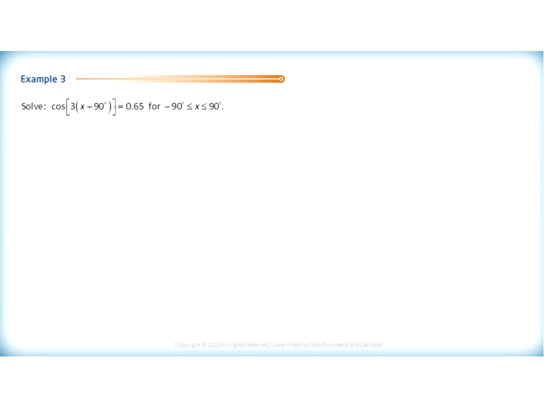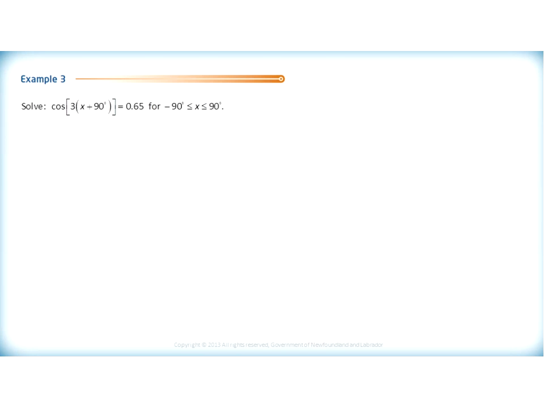In example 3, we are asked to solve the cosine of 3 times x plus 90 degrees is equal to decimal 6.5, for negative 90 degrees is less than or equal to x, less than or equal to a positive 90 degrees. Notice that the value of the right side of this equation is not one of our special measures, negative 1, 0, 1, root 3 over 2, root 2 over 2, or a half. So in this case, we will have to use a calculator to determine the answer.